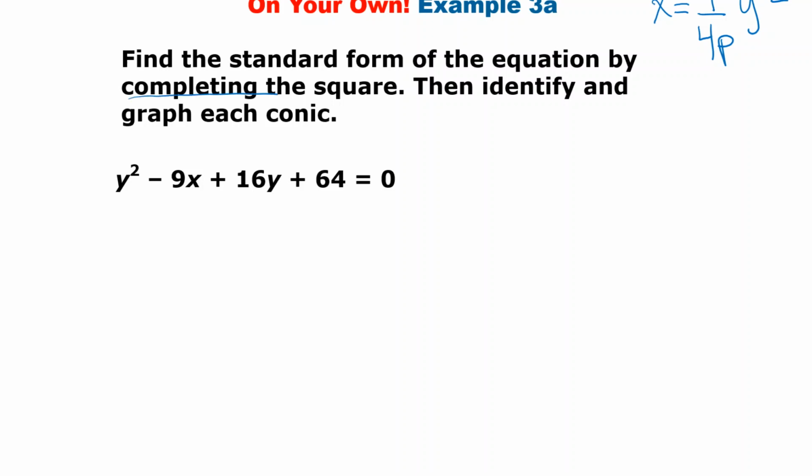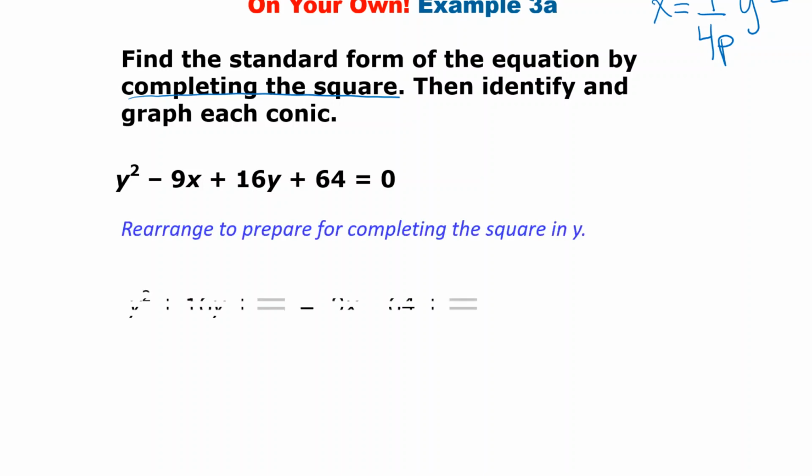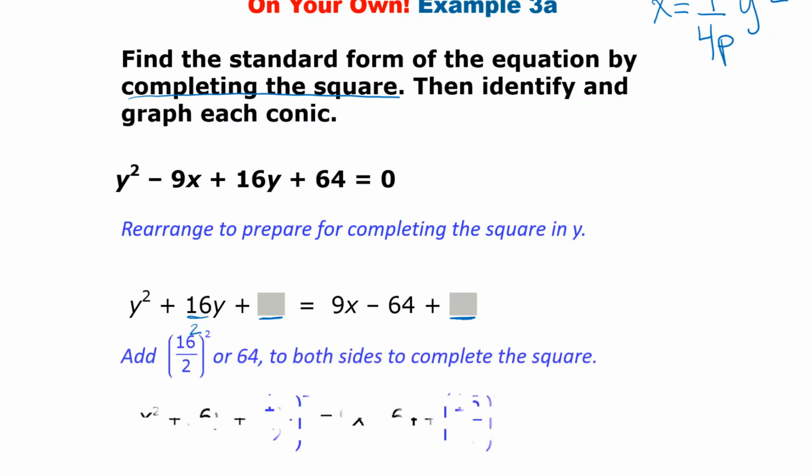So the problem tells us to complete the square. So the first thing we want to do is rearrange so that we can prepare to complete the square. So I went ahead and put y squared plus 16y plus something equals 9x minus 64 plus something. All right, so what is this something going to be that I'm going to add to both sides? Well, half of 16 is going to be, we're going to take 16 divided by 2 and square that. So half of 16 is 8. 8 squared is 64. So I'm actually going to add 64 to both sides.